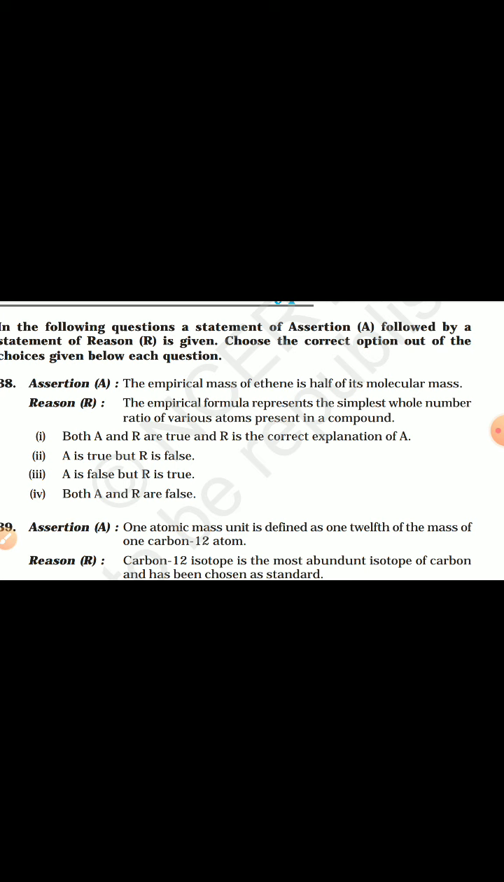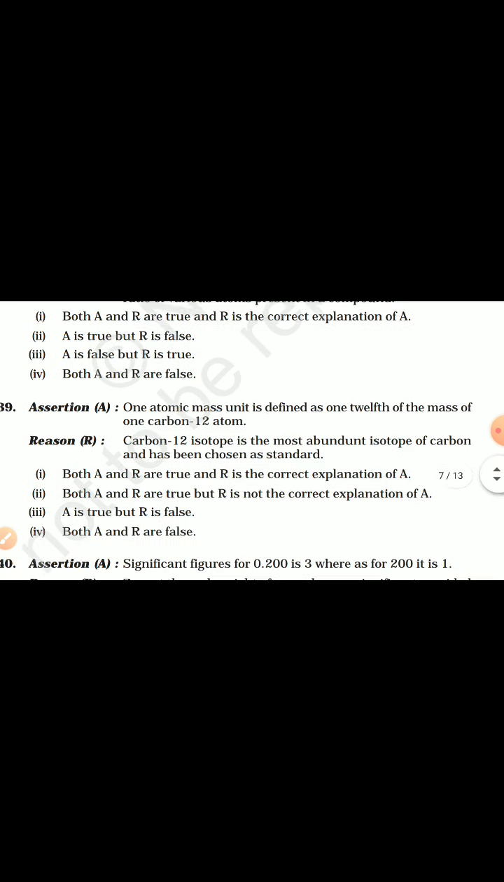So here, if we see explanation number one, both A and R are true. दोनों भी सही है. And the R is the correct explanation of A. So R, the reason, is the correct explanation of A. So the correct option is option number 1.